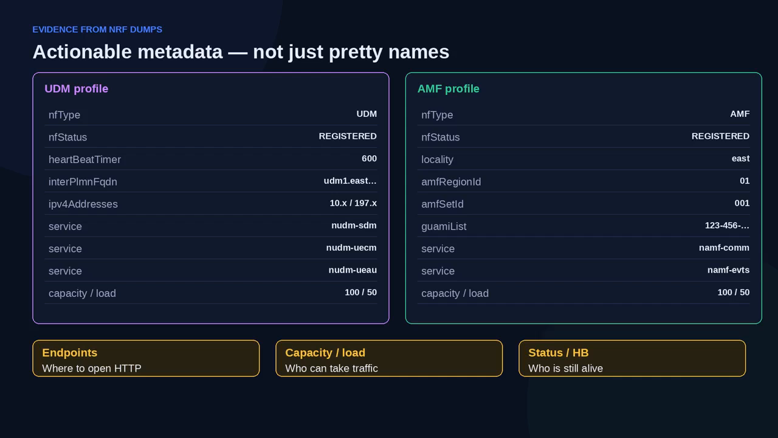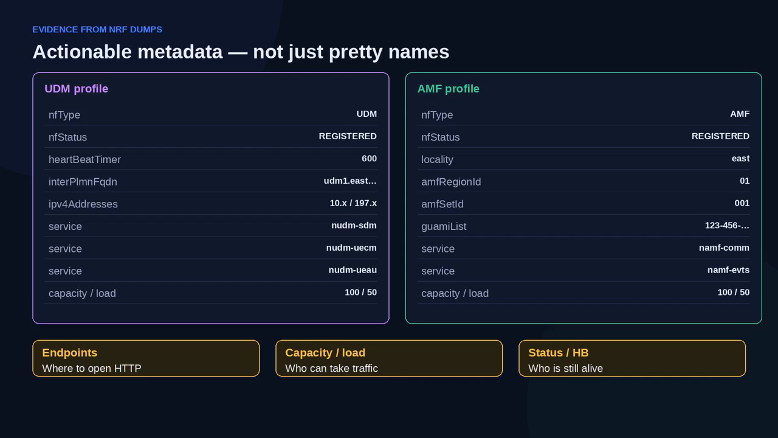On an AMF entry, the pattern repeats. NF type AMF, registered status, locality east, AMF info with region identifier, set identifier, and a GUAMI list, plus services such as NAMF-COM and NAMF-EVTs with the same capacity and load fields.